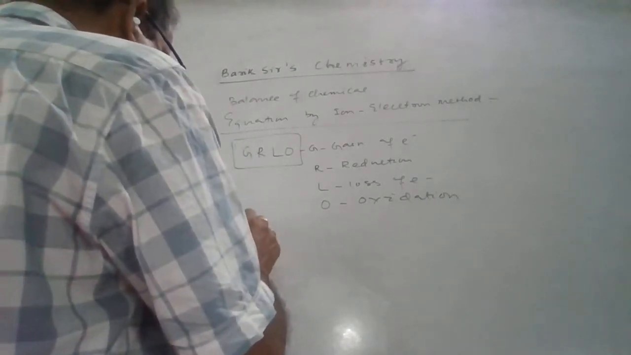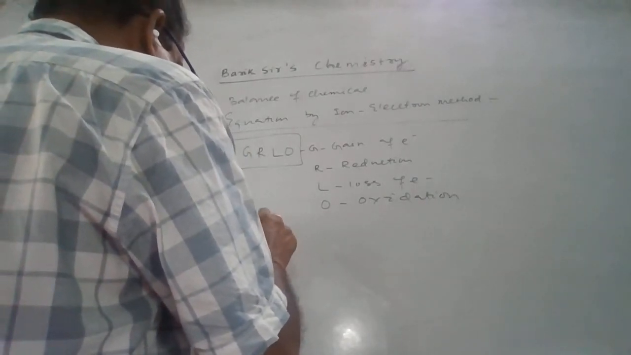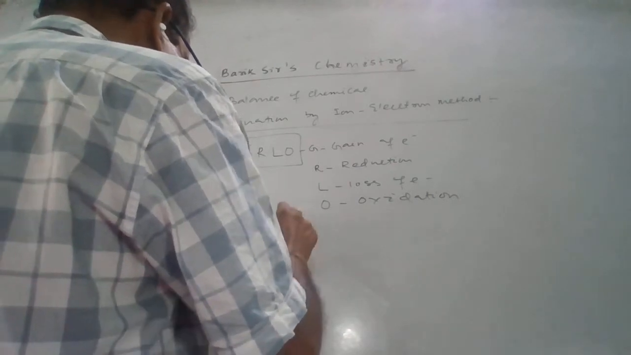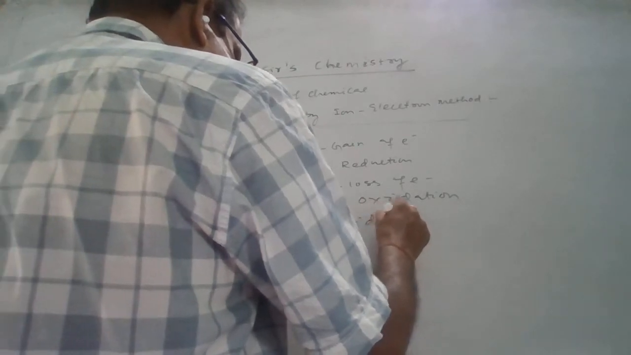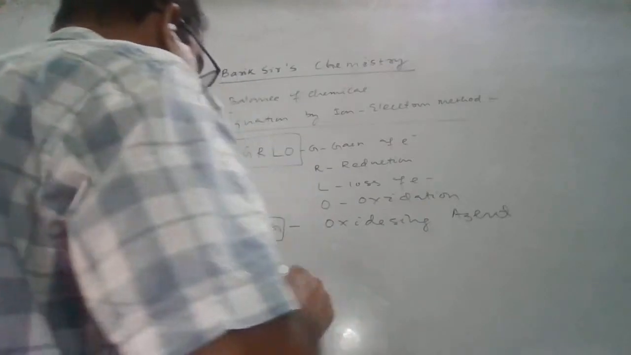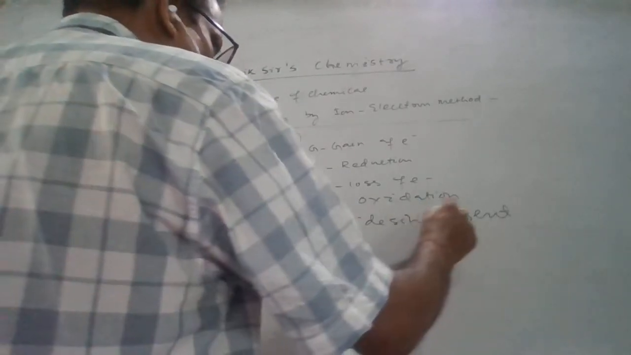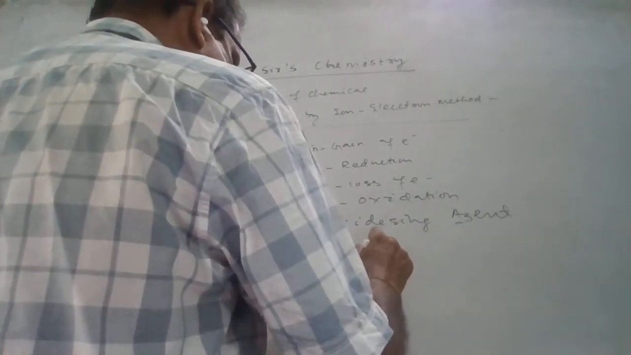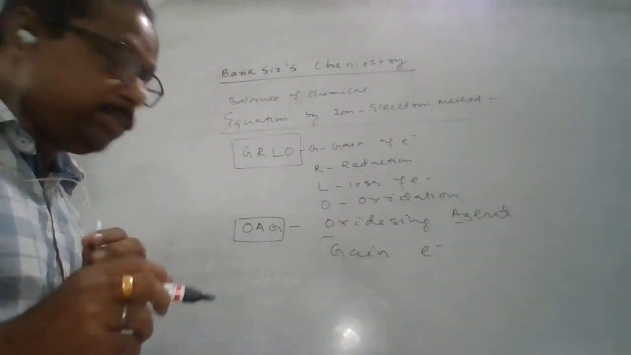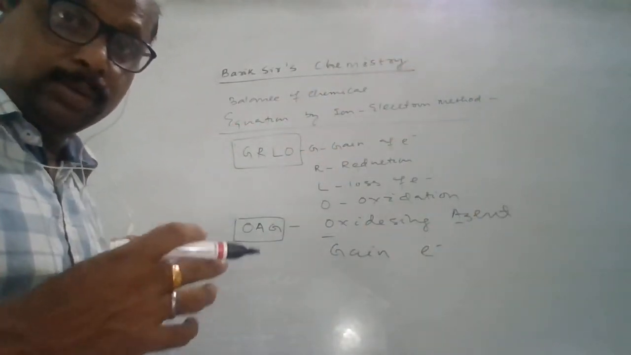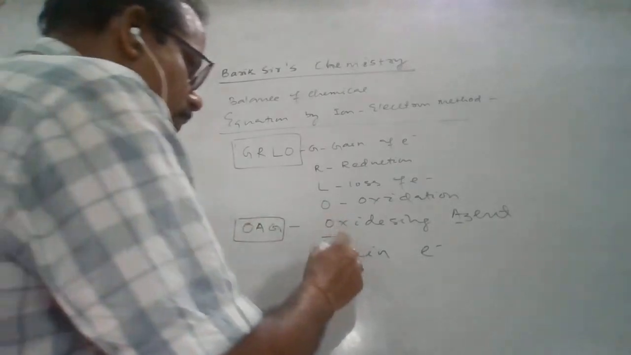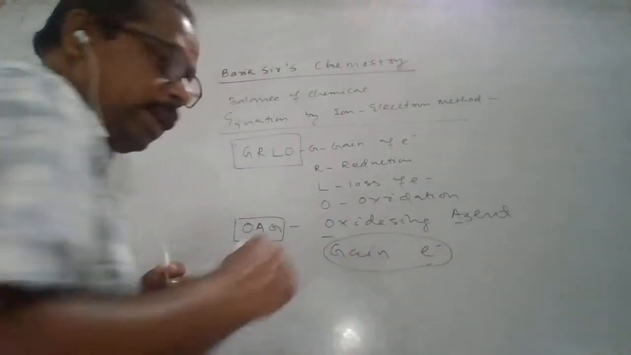That is one term. One more term we have to remember is OAG. OAG stands for oxidizing agent, gain electron. What is the oxidizing agent? An oxidizing agent oxidizes others but reduces itself, that we know. But how do we know from the ion equation? Normally the oxidizing agent gains electrons.